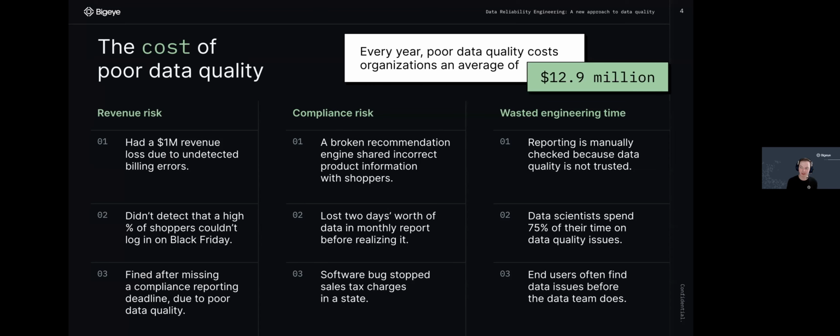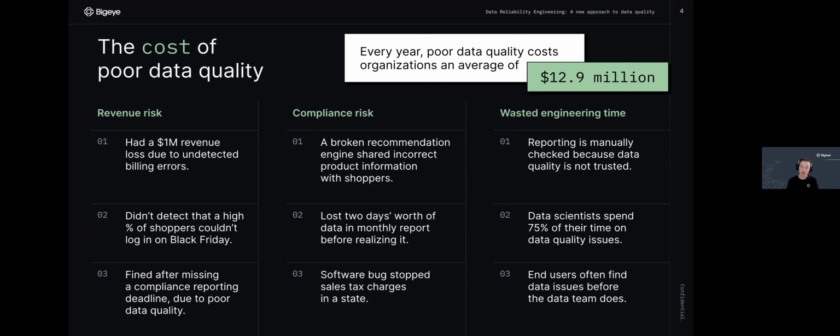Move on to the second, being fined due to bad reporting. Talked a little bit about that in the tax example. Moving on from there to compliance. A lot of data is used for analytics purely for the purposes of compliance. So sharing information with a third party, with other third-party vendors and partners that use that information to do something.